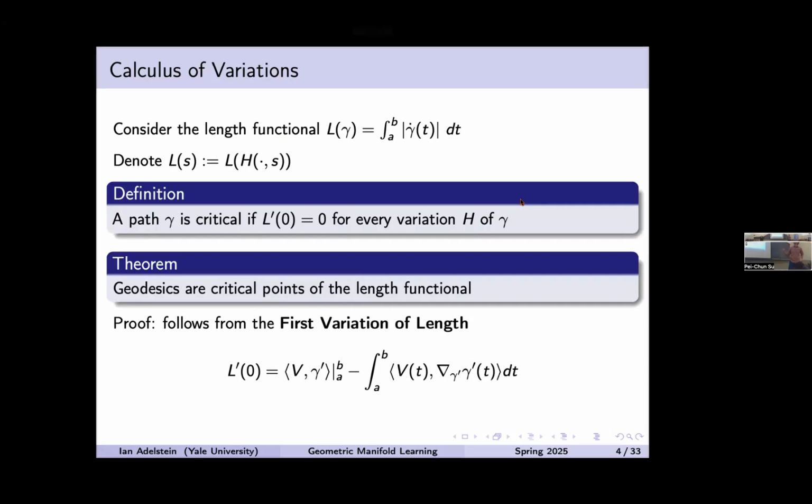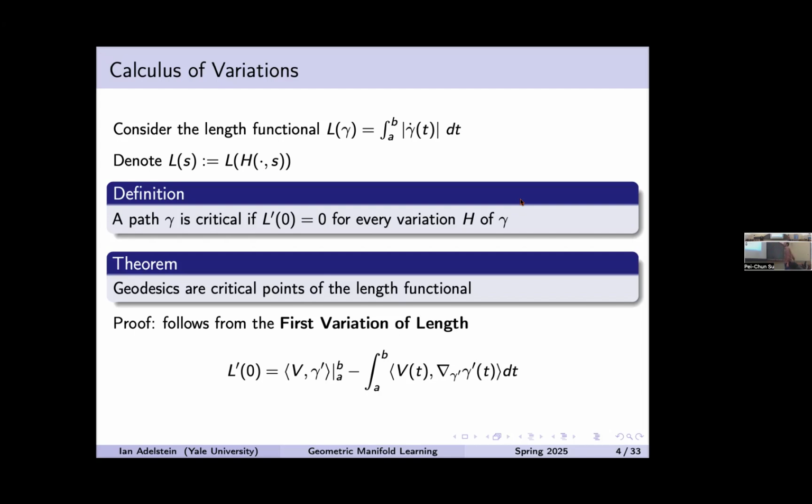I'm going to measure the length just by integrating the speed. Implicit when I write down the speed is that I have some Riemannian metric in order to measure the magnitude of the velocity vectors. So that's showing up here. Then I'm just going to say L of s is the length of the s curve in my variation. So I had that one parameter family of curves, s was between minus epsilon and epsilon, so I can choose and say which curve I'm talking about when I compute the length.